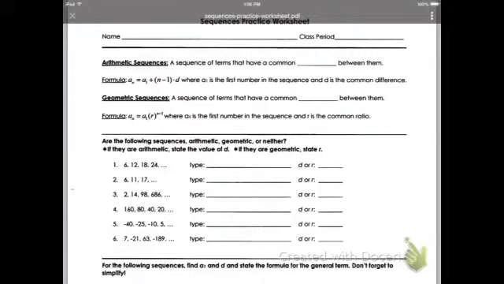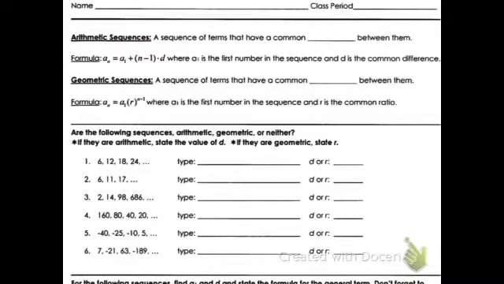Alright, for this assignment, it's just a quick review over the stuff we've been learning about this past week. It's basically filling in a bunch of blanks about sequences. This first blank is about arithmetic sequences. They have a common difference between them, so that'll be the first blank here.